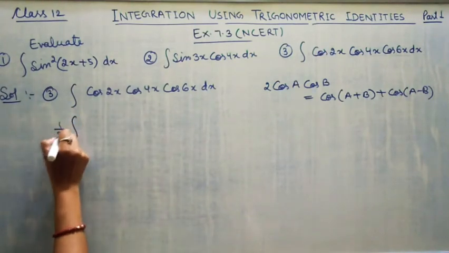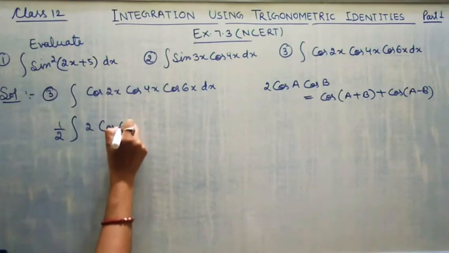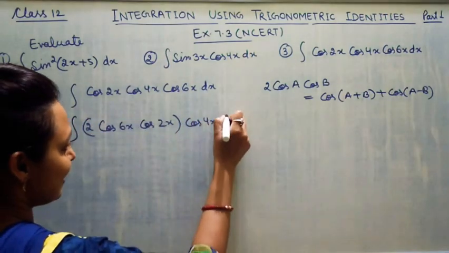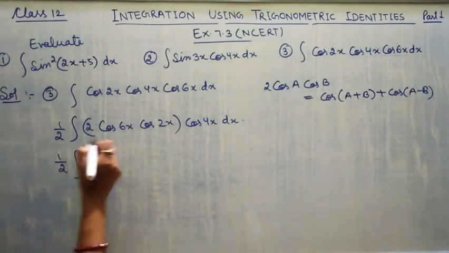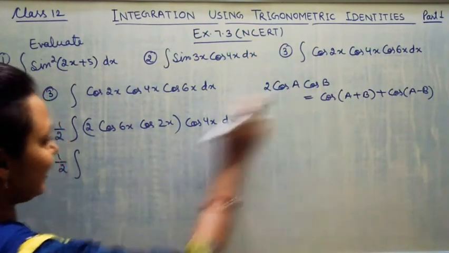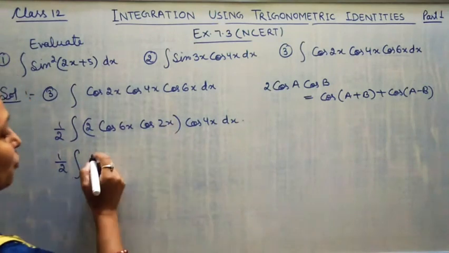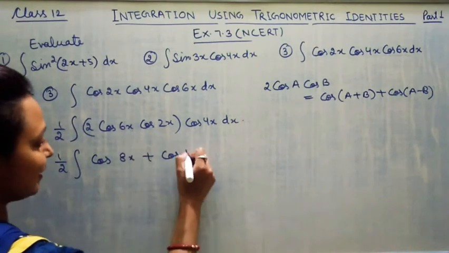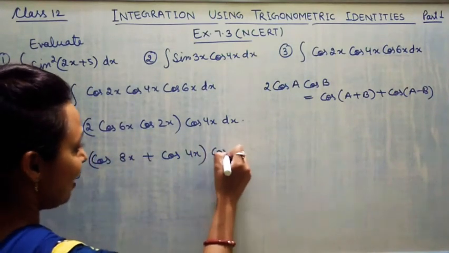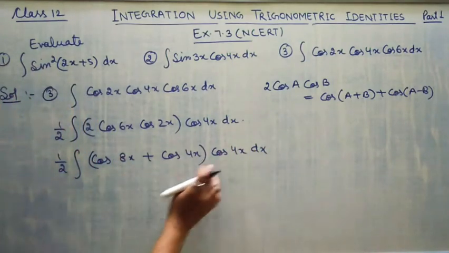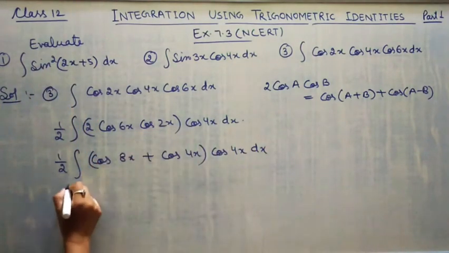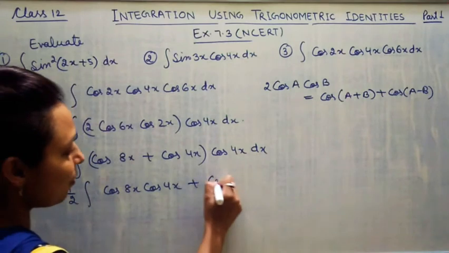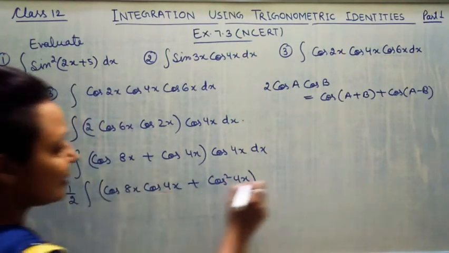Before doing this, I will multiply and divide by 2 and take cos 6x, cos 2x along with cos 4x as it is, right? This is half of cos x plus cos y. I will take A as 6 and B as 2. So I will write cos(A plus B), that is 8x, plus cos(A minus B), that is 4x, right? I will apply the identity again by multiplying 4x: half cos 8x cos 4x plus cos square 4x, right, dx.